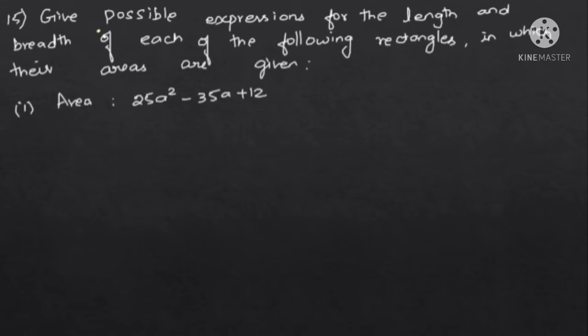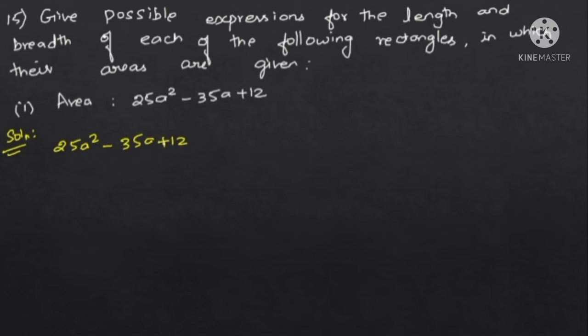Sum number 15. Give possible expressions for the length and breadth of each of the following rectangles in which their areas are given. Here the area of a rectangle is given. We have to find the possible length and breadth. Okay, solution. First of all, let us consider the area. Area of a rectangle is 25a square minus 35a plus 12.